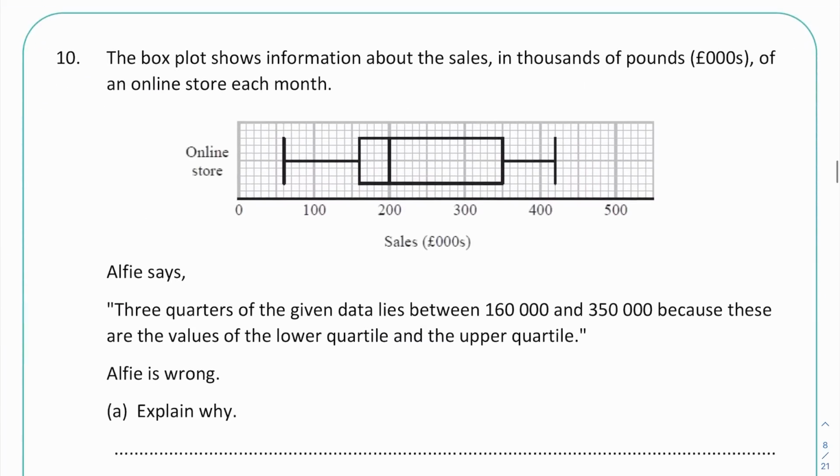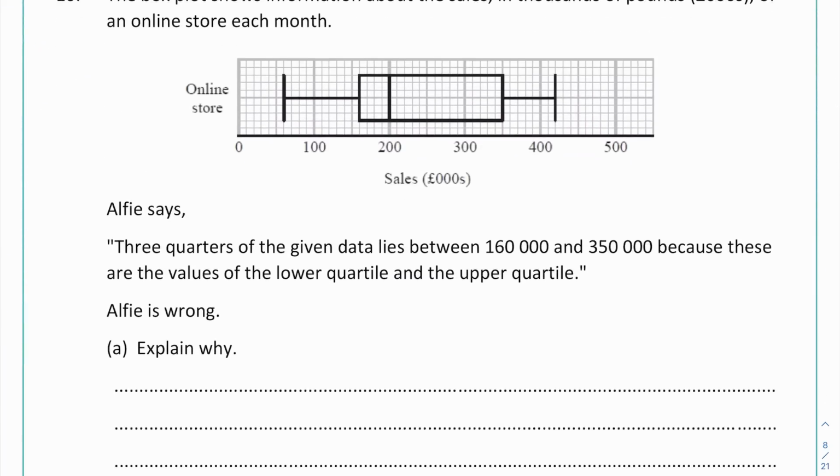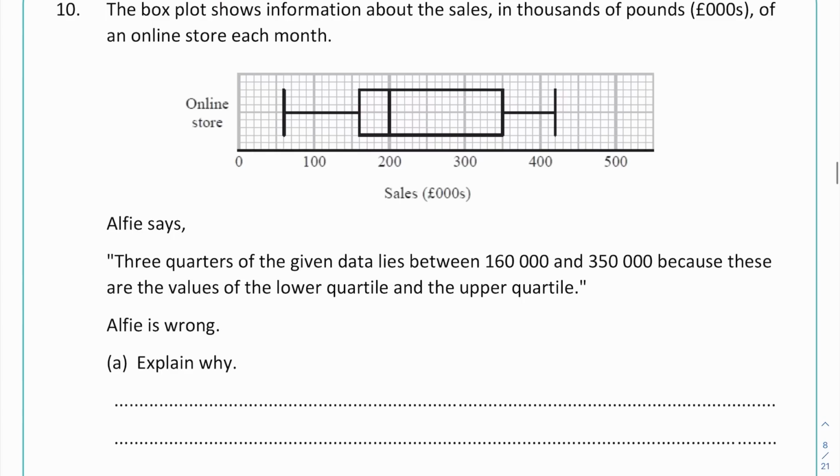For our next question, we have a small question on a box plot. It says the box plot shows information about the sales in thousands of pounds of an online store each month. Alfie says 3/4 of the given data lies between 160,000 and 350,000 because these are the values of the lower quartile and the upper quartile. Alfie's wrong, explain why.